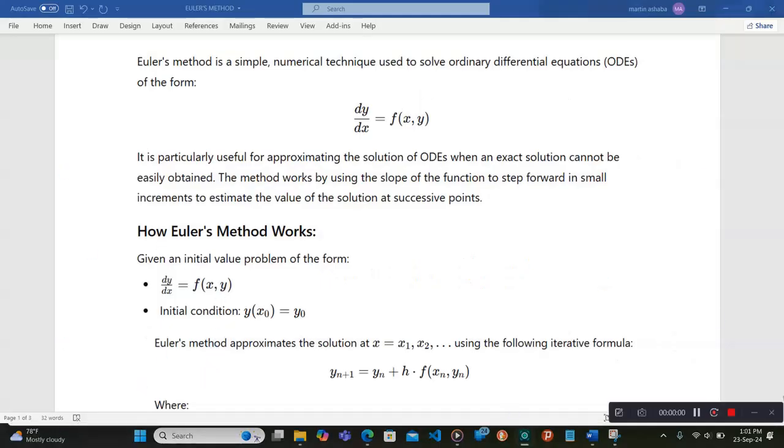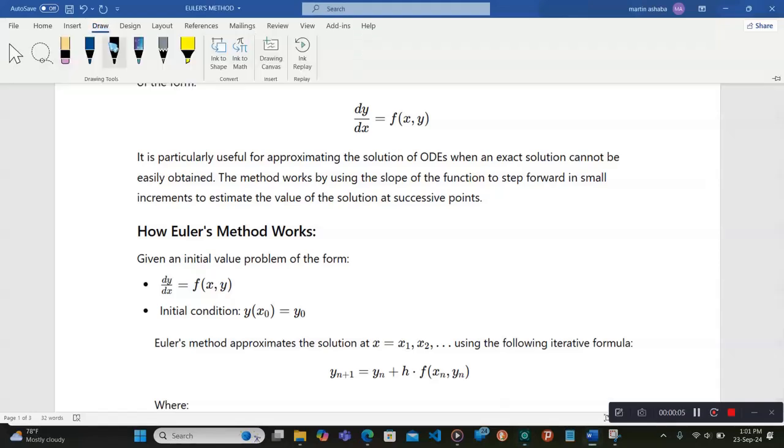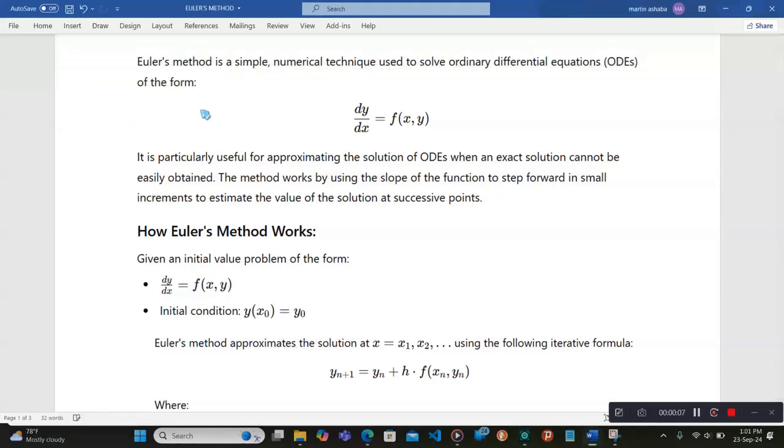Hello, ladies and gentlemen. In this lecture, we are going to discuss Euler's method that is used to approximate the value of the solution of an ordinary differential equation. And this is a simple, numerical method used to solve ordinary differential equations.